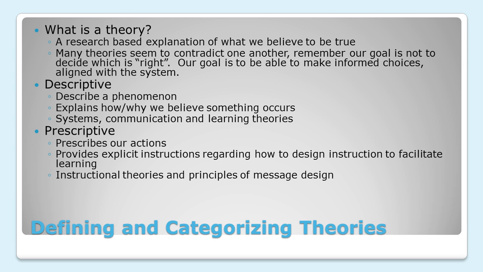Again, I don't want to read this PowerPoint to you. You are welcome to look it over. I'm just going to try to give you an overview. A descriptive theory explains how or why we believe something occurs. A prescriptive theory gives us instructions on how we are going to create something. So in prescriptive theories, we have clear guidelines to create something, to make something. And in describing, we are just trying to understand what it is.